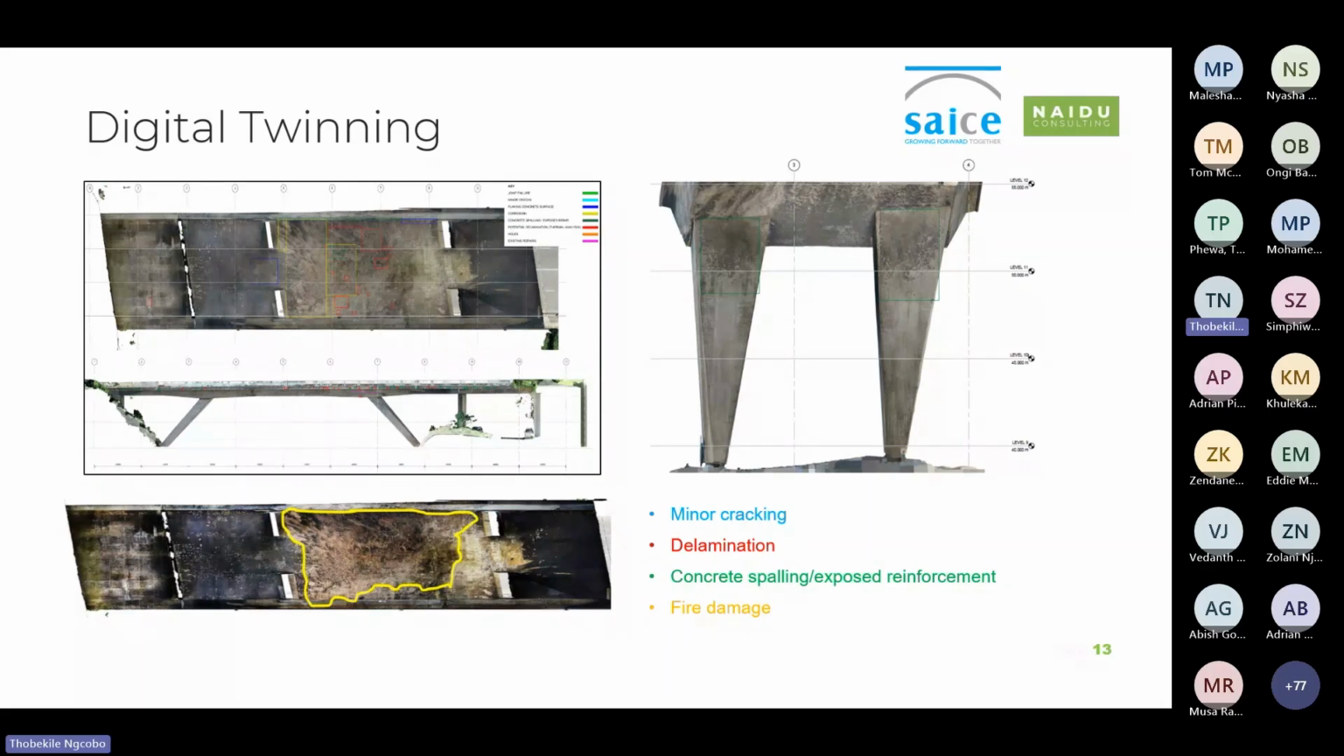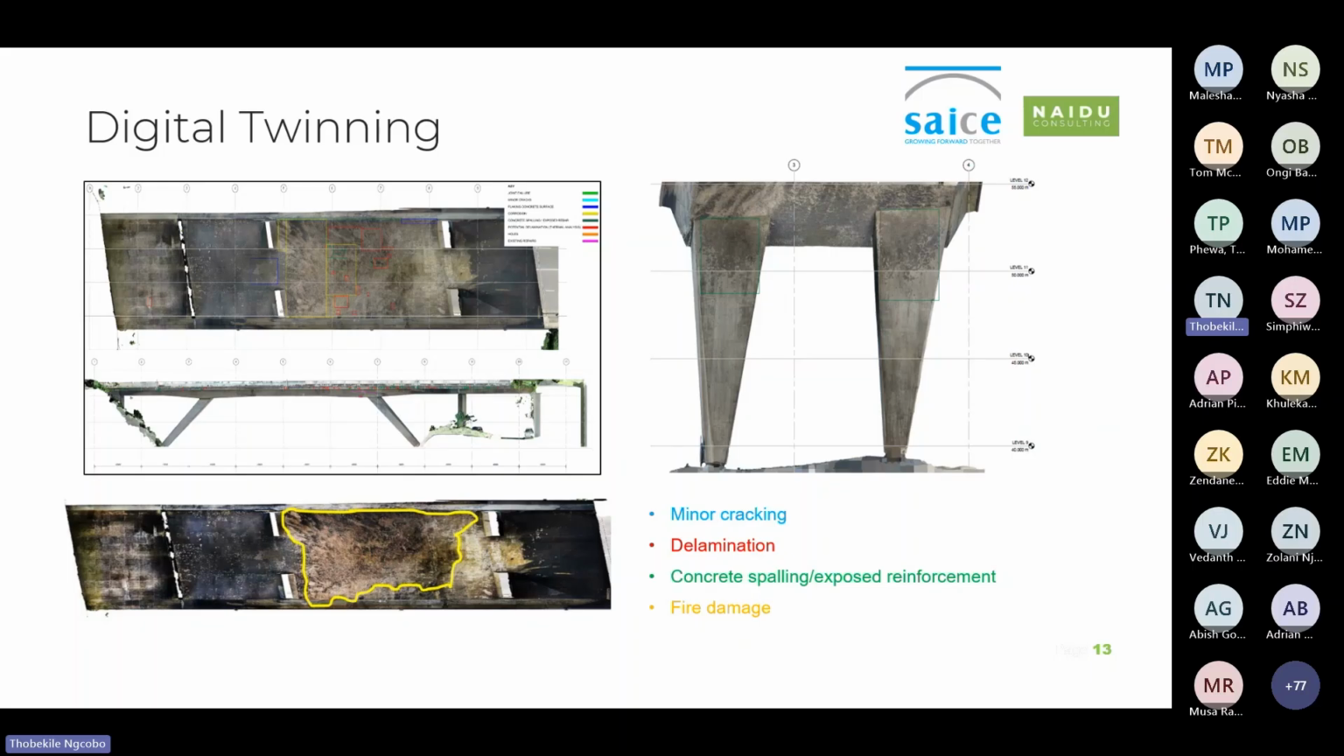The first key tool we used was digital twinning, essentially creating a 3D digital replica of the bridge. Using UAV, also known as drone-based surveys, we captured thousands of high-resolution images across the entire bridge deck and piers. These were then processed to generate a 3D model that reflected the bridge's actual condition. So this was more than a visual model. It became a data-driven map of the structure.